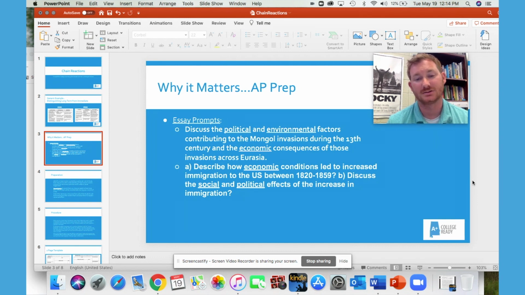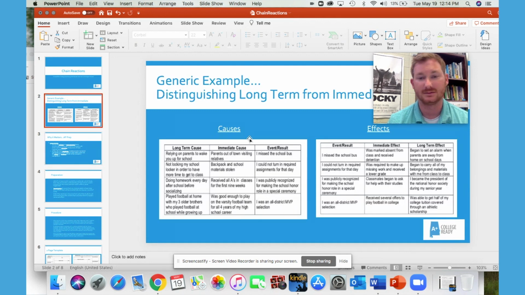So one of the questions that we see here is: describe how economic conditions led to increased immigration to the U.S. between 1820 and 1859, and discuss the social and political effects of the increase in immigration. So we see the cause and effect question here, and to answer that question effectively, students are going to have to distinguish between immediate and long-term causes and immediate and long-term effects. So let's take a second and look at the difference.